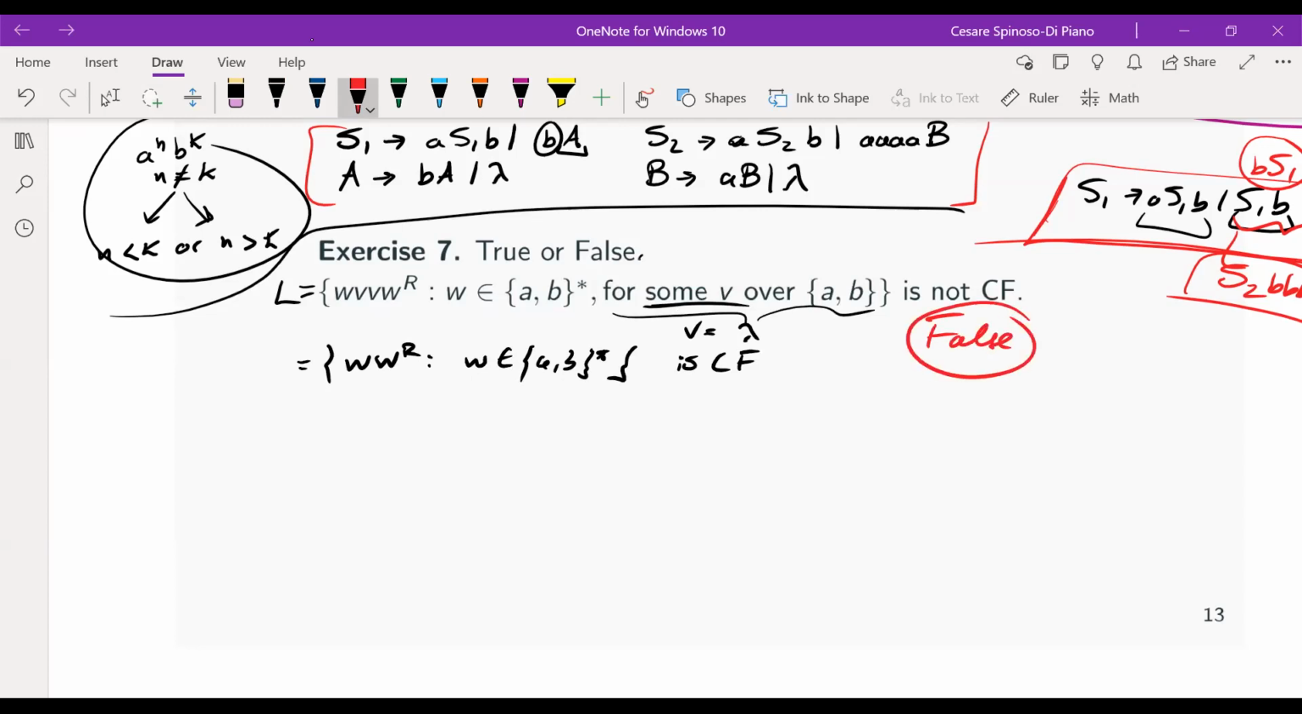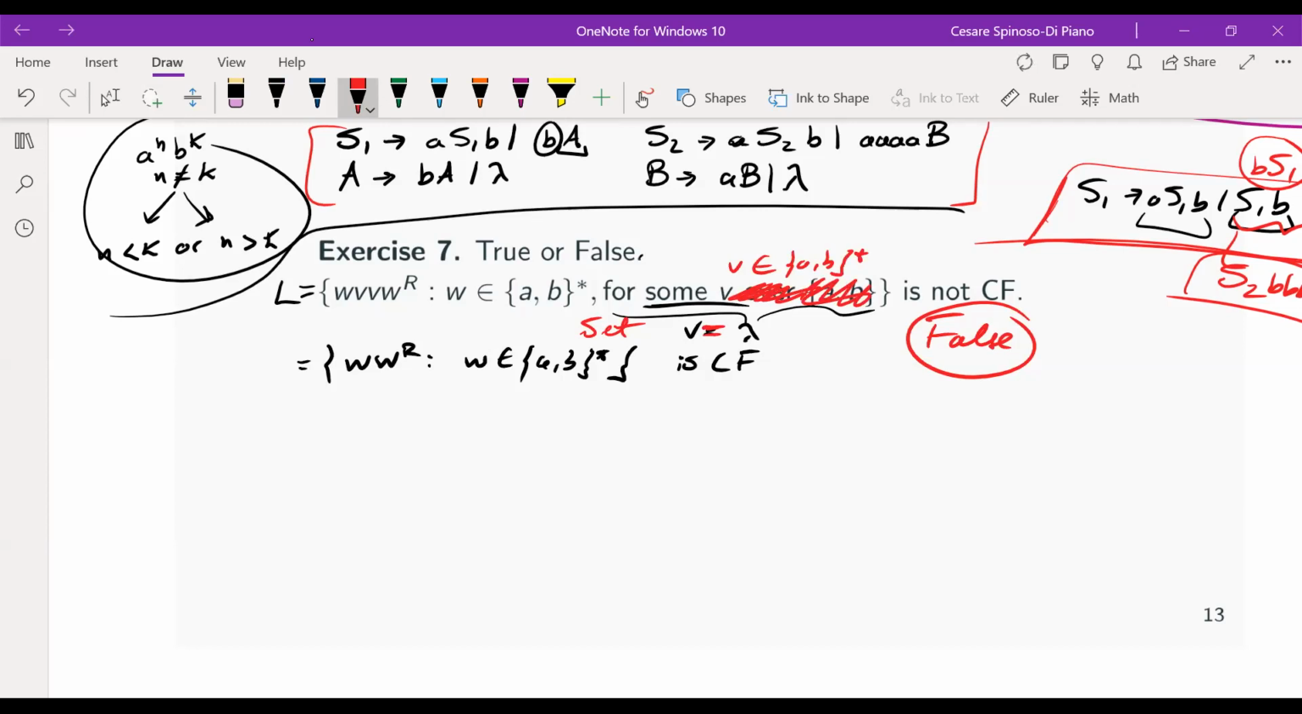So true or false, this is not context free? In fact, this is false, okay? No, so V does not contain lambda. You set V equal to lambda. No, so V is over, yeah, so maybe this wasn't worded correctly. Imagine this was V, for some V in AB star.